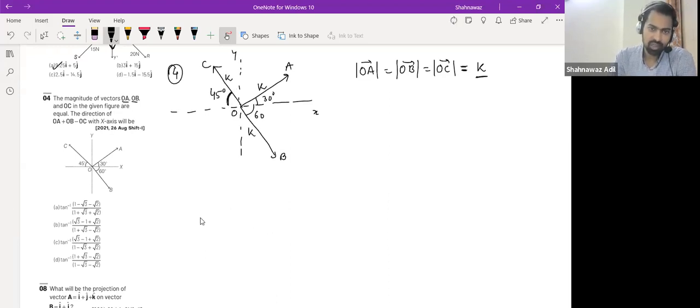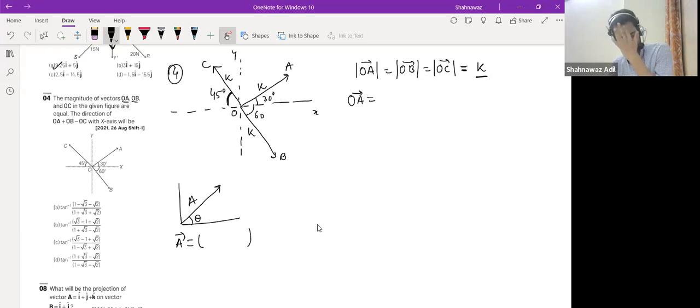What I talked about earlier, the resolution of vector: we have some magnitude and some angle, then we can write the vector in the Cartesian form. So OA magnitude is K, and the angle is 30 degrees. You guys tell me what would be the OA vector? Siddhika, tell me what would be the OA vector?